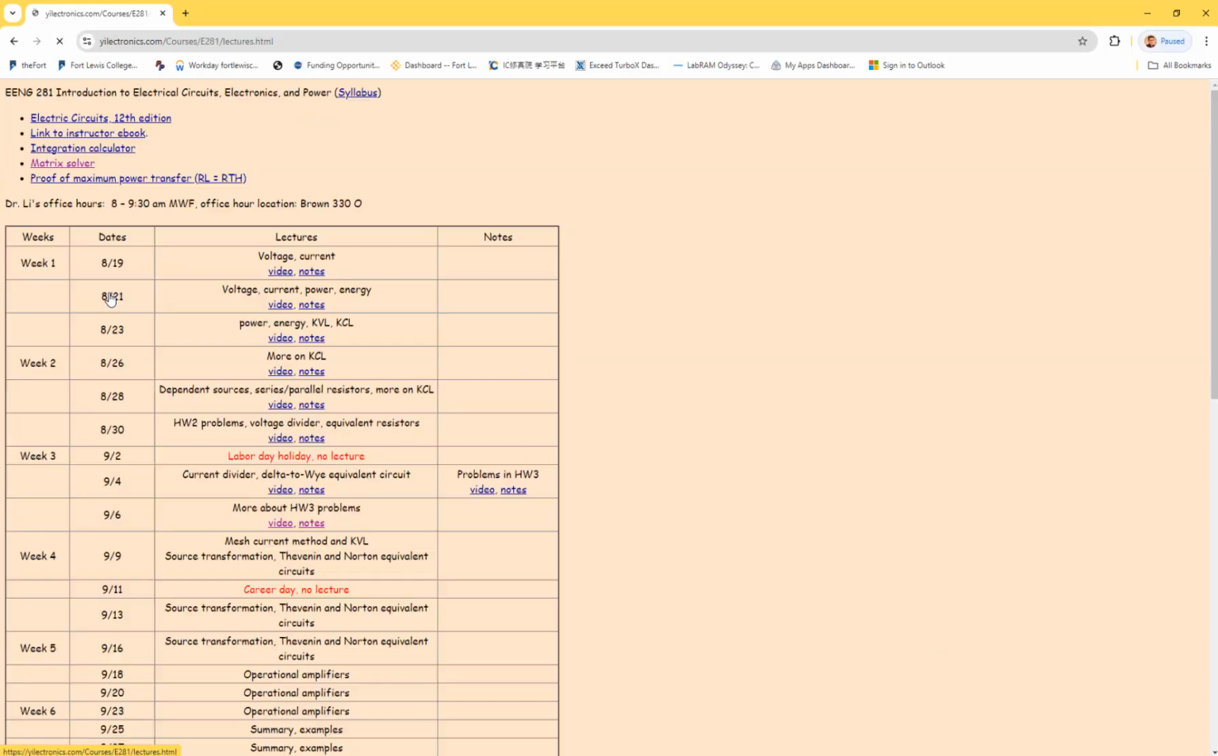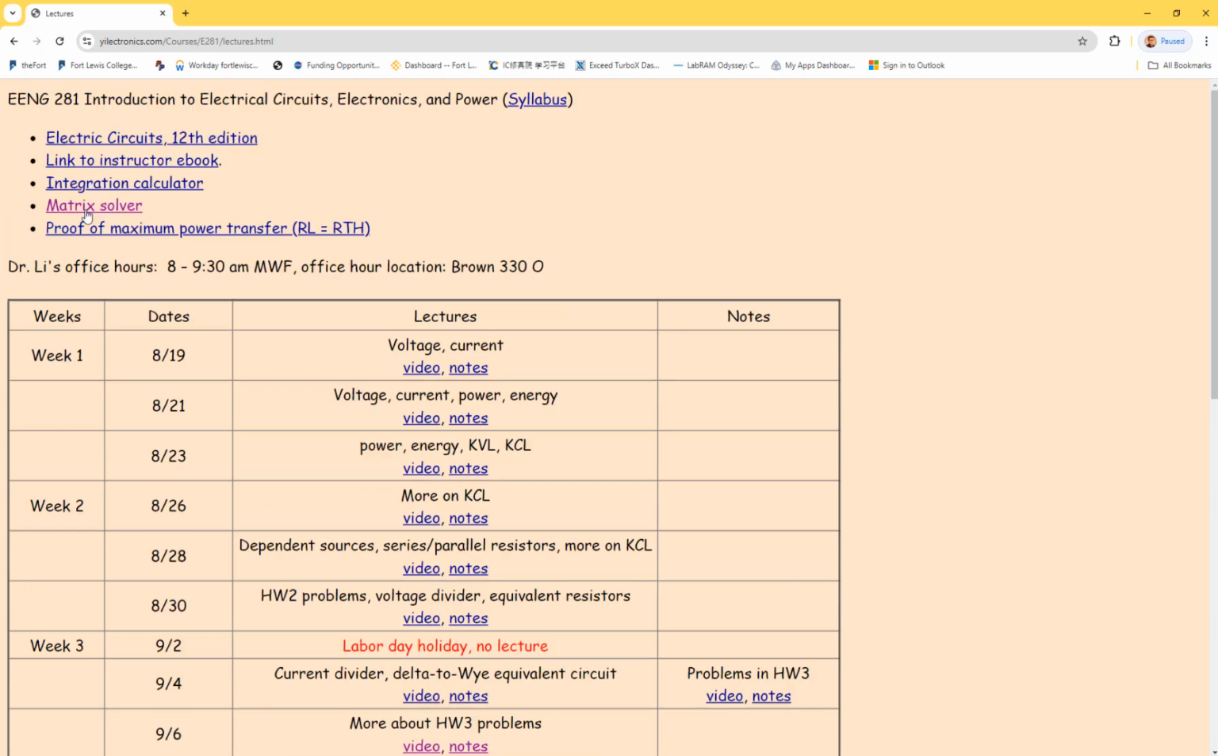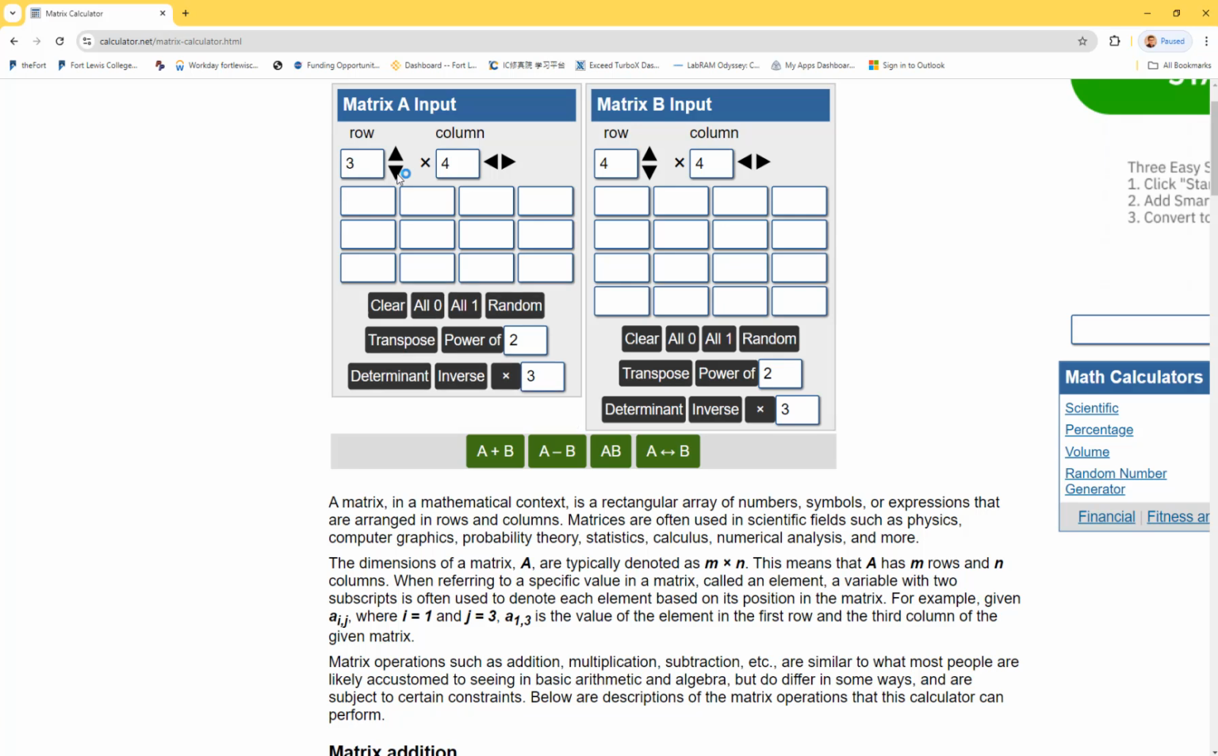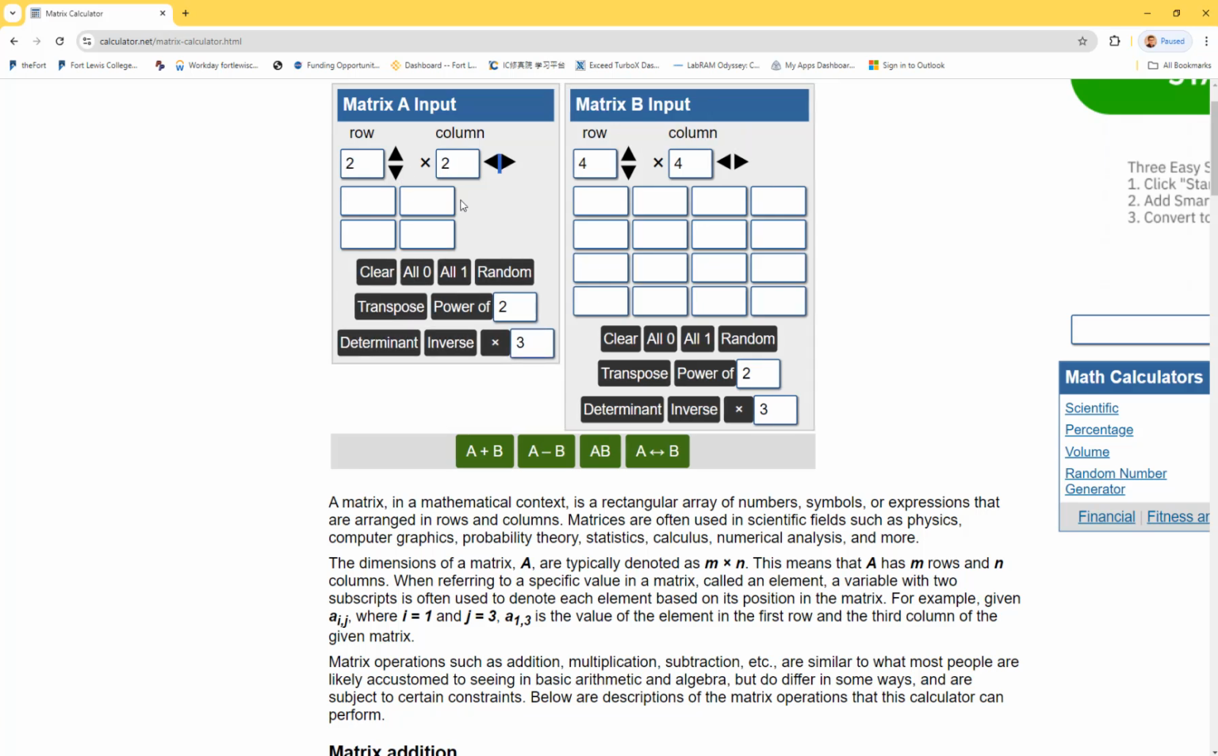Alright, go to my website. Matrix solver is ready for you guys to use. Okay, 2 by 2, right? What are the numbers? Let's see. 13K, and this is minus 5K, and this is minus 5K, and this is 8K. Okay?